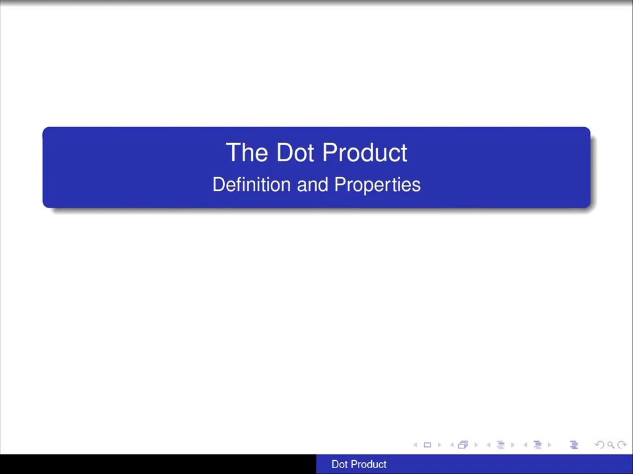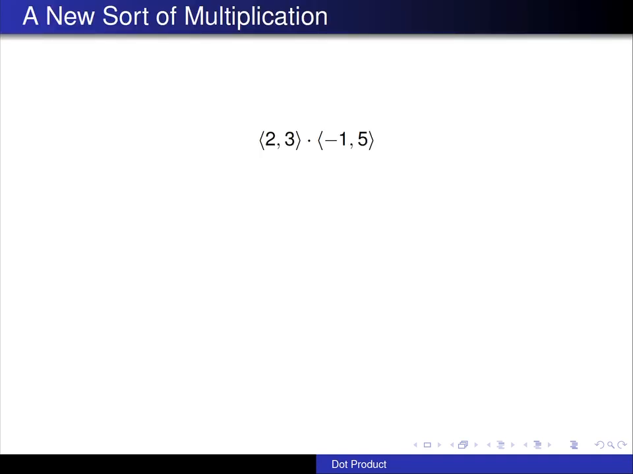Okay, this video is going to be about the dot product. Just the beginning, we're going to define what the dot product is and then look at a few of its properties. So we already have a couple of arithmetic operations that we do with vectors. We have vector addition, which is just component-wise for vectors of the same length, and we have scalar multiplication.